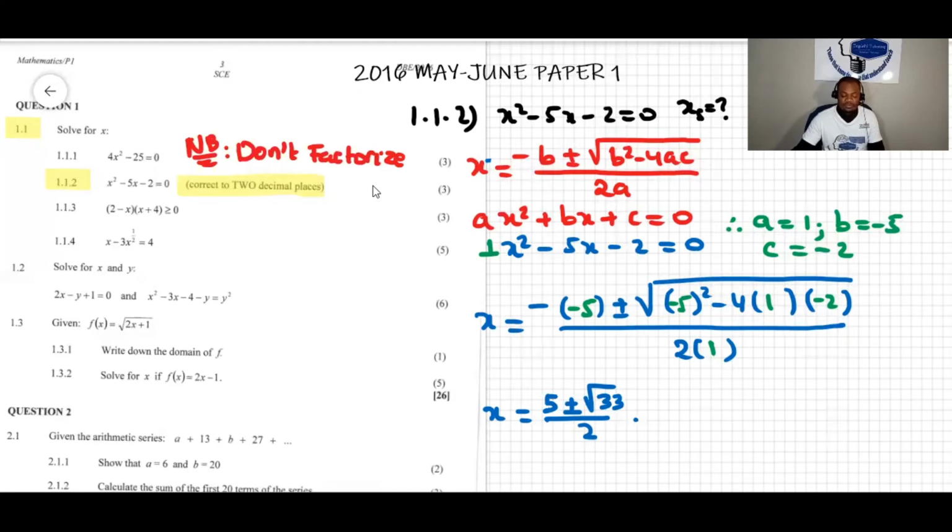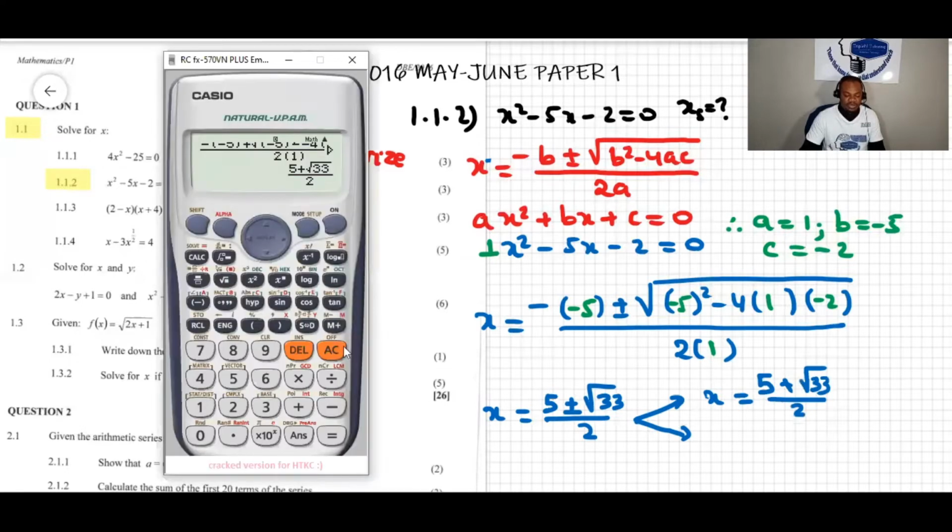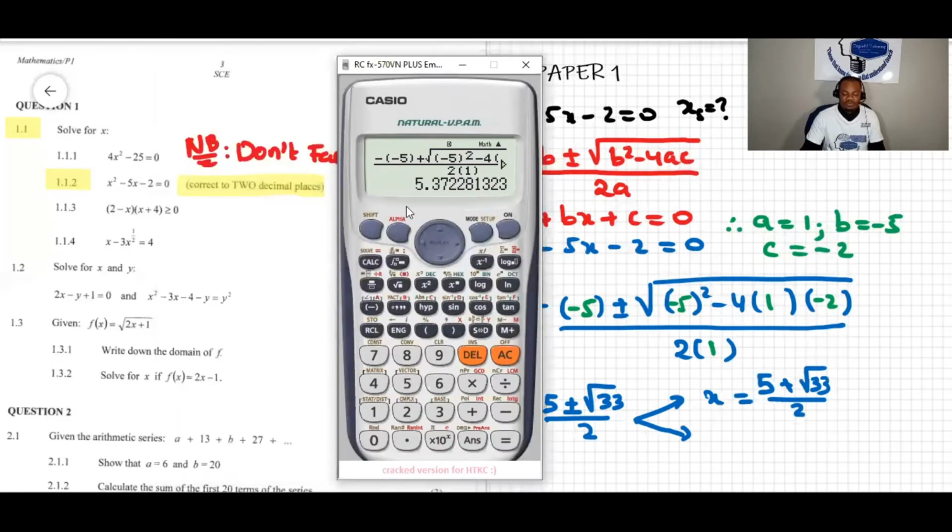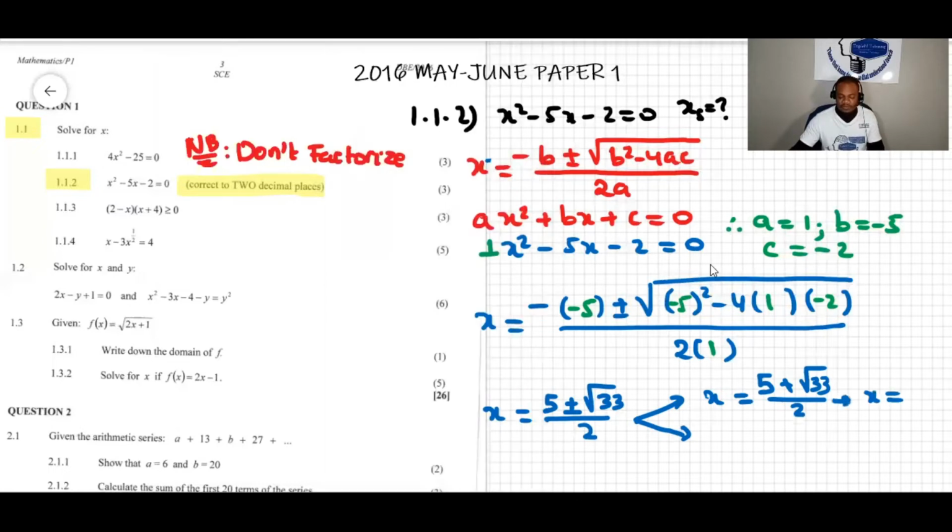Obviously, it's 5 plus or minus the square root of 33, over 2. Then there are two solutions, one with the positive, the other with the negative, okay? So the positive, which is 5 plus root 33 over 2, in my calculator over here I can just press SD. It tells me that this is 5.37 etc. And now the question says correct to 2 decimal places. Remember over here? So to 2 decimal places, I will look at the 3rd decimal value, which is 2. Because 2 is less than 5, I'll stop at 37 here. So therefore, x is equal to 5.37. This is the solution.